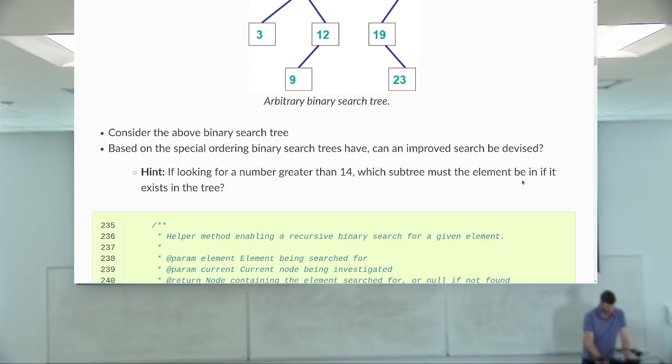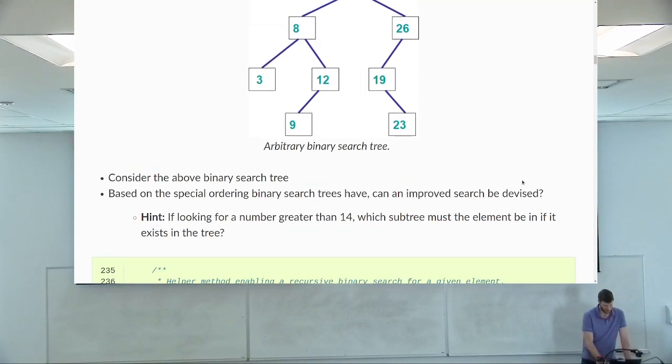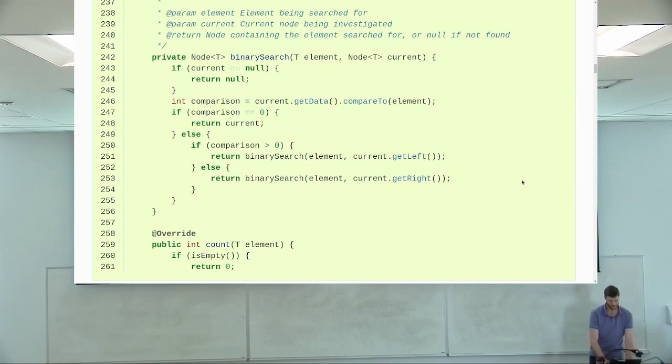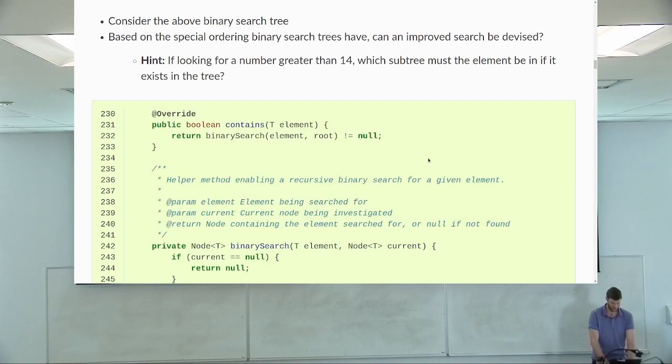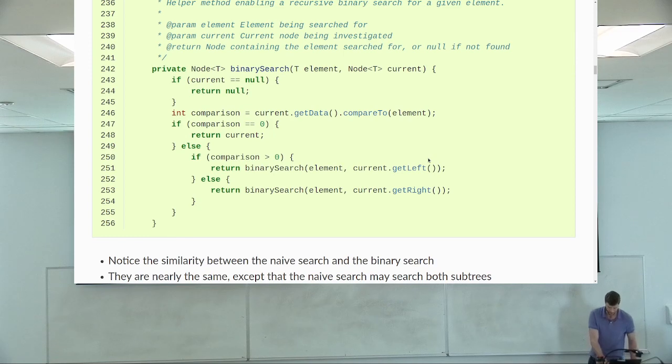Right. So with the binary search, I think this is where we left off. Looking at this code, what does it do? Oh, I think I have to refresh it. Okay, contains just calls this private binary search. It checks if the current exists or not. If it doesn't, well, it's not there.